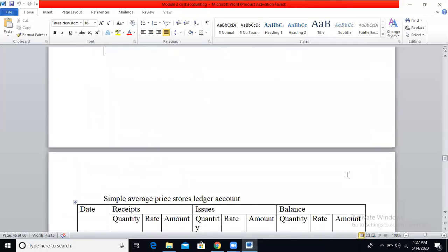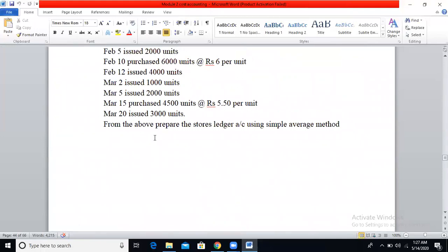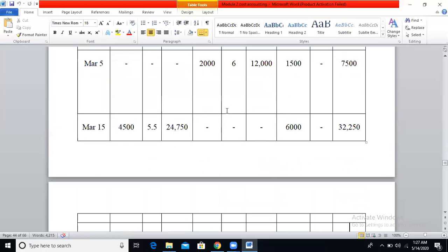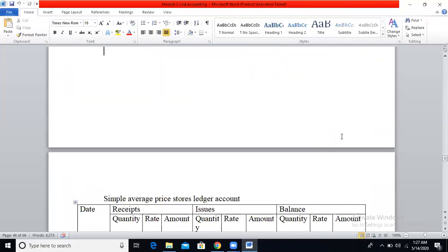The next transaction is March 15th, purchased 4,500 units at the rate of 5.50 per unit. So we are once again making the purchases, that is 4,500 units at the rate of 5.5. So 4,500 into 5.5, you will get 24,750. Now if you make purchases, receipts will be added. 1,500 plus 4,500, you will get 6,000 units. 7,500 plus 24,750, you will get the total value as 32,250.